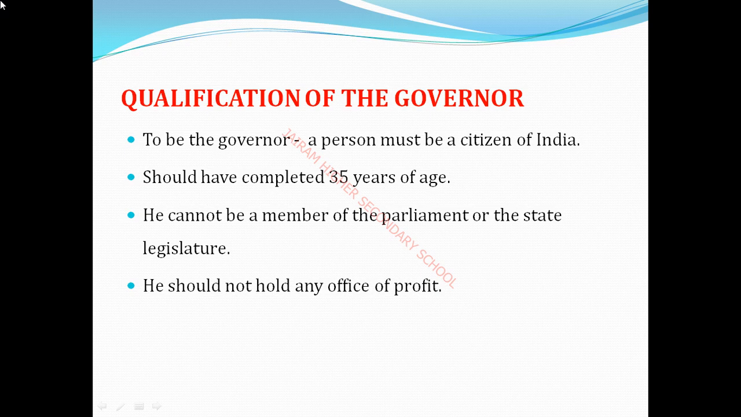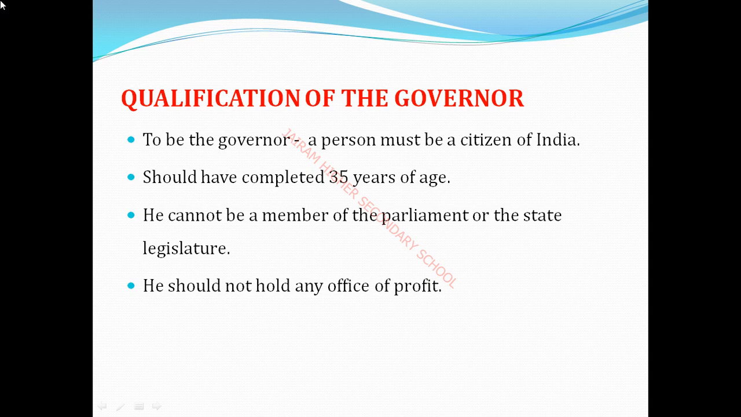qualification of the governor. What are all the qualifications if a person wants to be a governor? First of all, a person must be a citizen of India. He must belong to the Indian nation. And he should have completed 35 years of age. That person who wants to compete for the post of governor should have completed 35 years of age. He cannot be a member of the parliament or the state legislature.